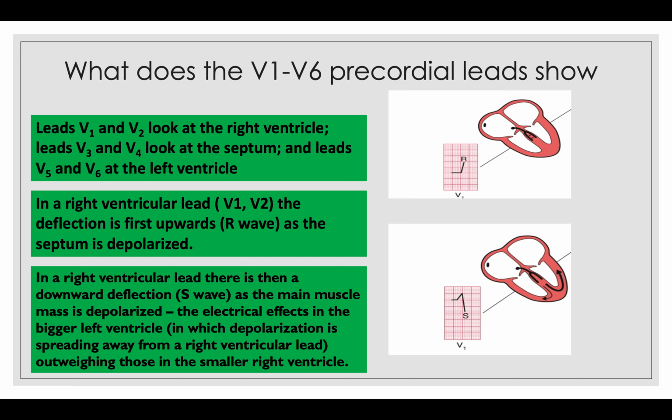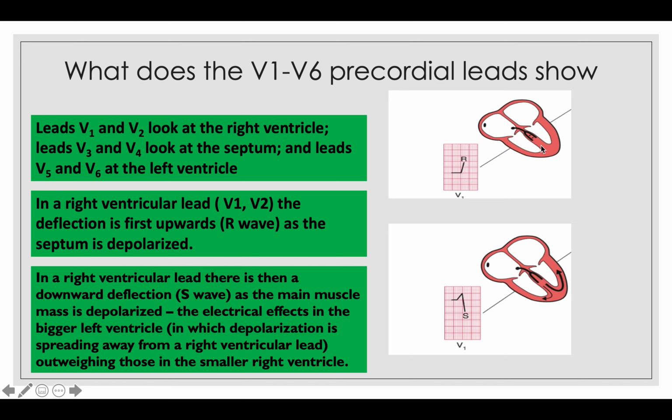So in a right ventricular lead, i.e. which leads look at the right ventricle, I mentioned V1 and V2. The SA node starts, my mouse is pointing to it, the electrical impulse goes from the SA node into the AV node and down into the ventricular septum. When it gets to the ventricular septum, V1 and V2 produce first an upward R wave, and this R wave is because of a positive deflection.